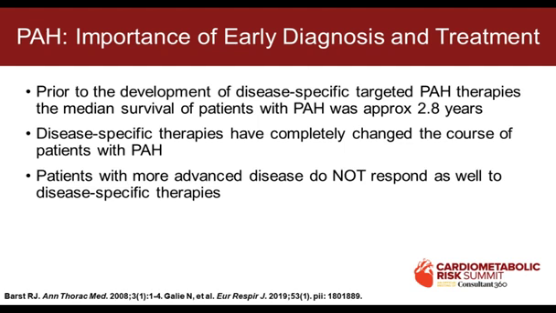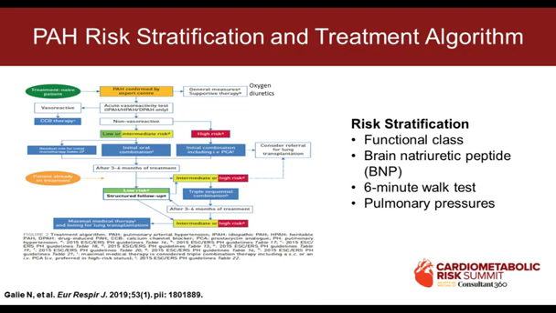We now have disease-specific therapies for these type 1s, for patients with PAH, disease-specific therapies that have completely changed the outcome of what happens to these patients, particularly if it's started early. The earlier you treat these patients, the better. So this is a very complicated algorithm that talks about what's going to happen after you refer that patient to a PAH center, right? So your job is to figure out, hey, I think this is a type 1.